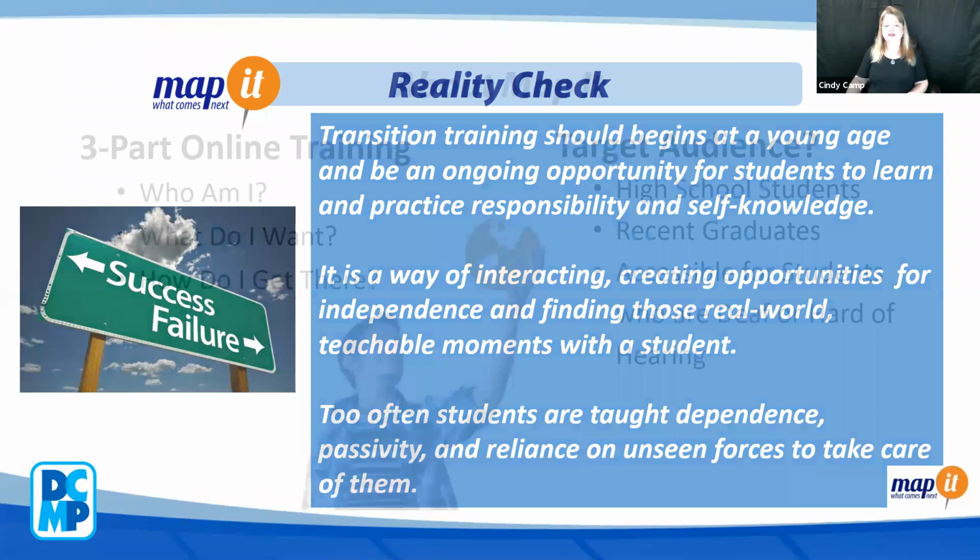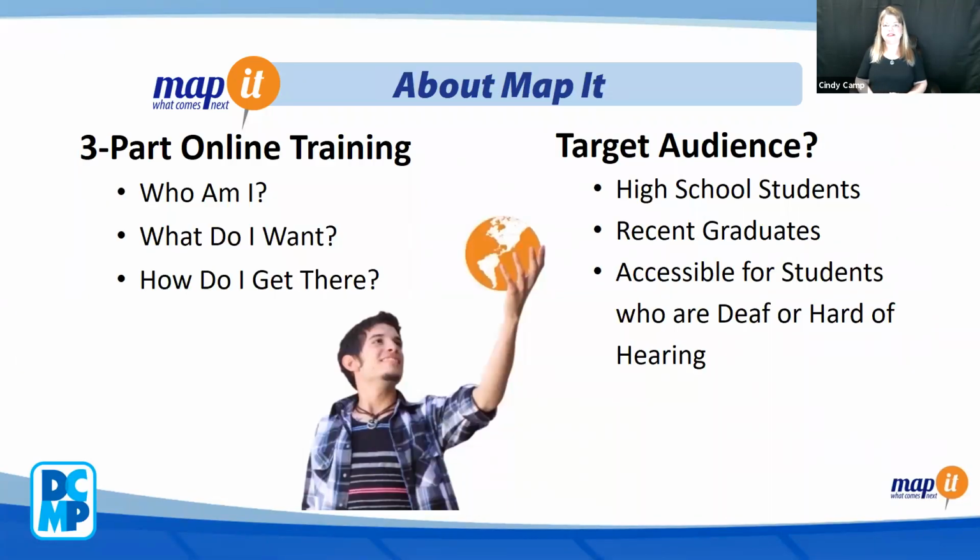So this training was actually designed to be very flexible in how you use it. It has three main sections: who am I, what do I want, and how do I get there. So in the first section, who am I, there's a lot of self-analysis. There are a lot of little surveys and quizzes to help students figure out things about themselves. One of the first ones is talking about self-identity.